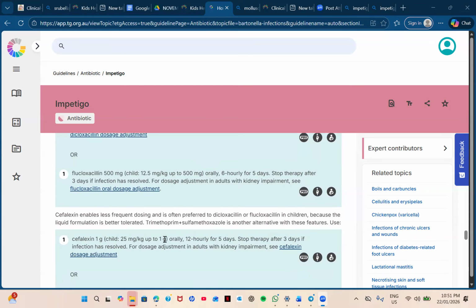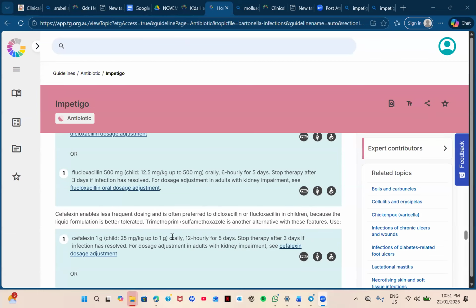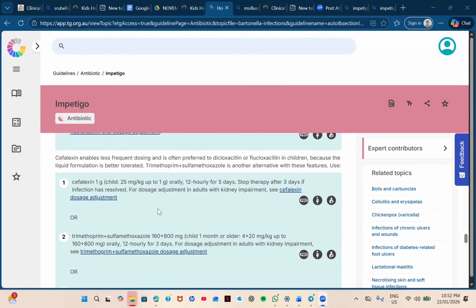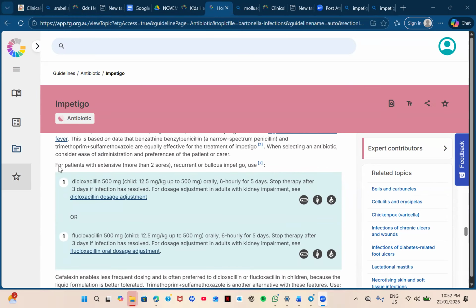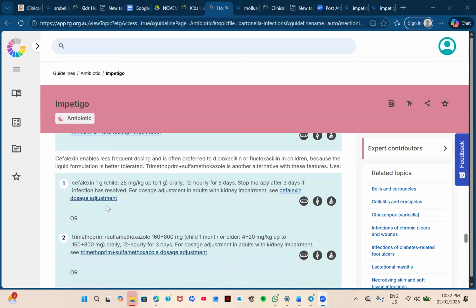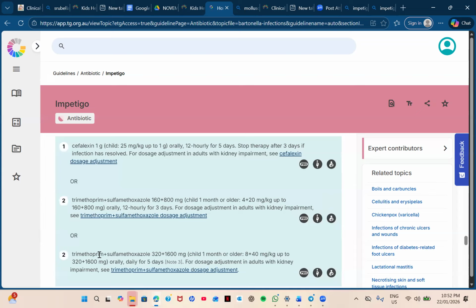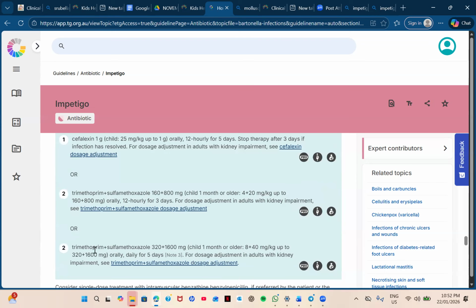Then, cephalexin, which enables less frequent dosing, is often preferred to dicloxacillin or flucloxacillin in children because the liquid formulation is better tolerated. And trimethoprim sulfamethoxazole is another alternative with these features. If there is a penicillin hypersensitivity, we can use cephalexin or trimethoprim sulfamethoxazole, the same drugs, but the dosage is different here.